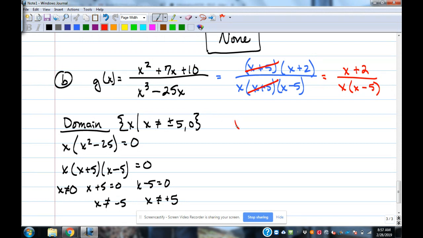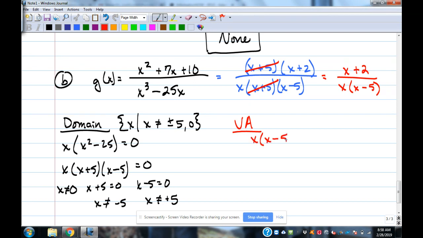What that does for us is it changes our vertical asymptotes. Instead of having 3 vertical asymptotes, because we had 3 things in the domain restrictions, we're only going to have 2, because how many factors are left in the simplified version? 2. Those 2 are going to be your vertical asymptotes. You're going to have a vertical asymptote at x equals 0 and a vertical asymptote at x equals positive 5.